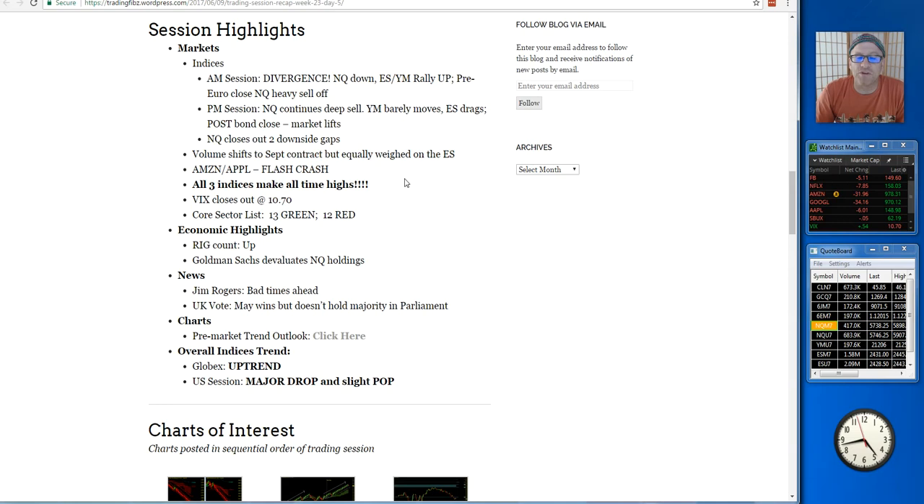All right. So PM session, NQ continue to just sell off. YM barely moved. Actually regaining the highs of the day. And the ES dragging along, not closing off too far from the open, actually six points away from today's open. So a couple of key things out today. NQ closing out, two downside gaps.